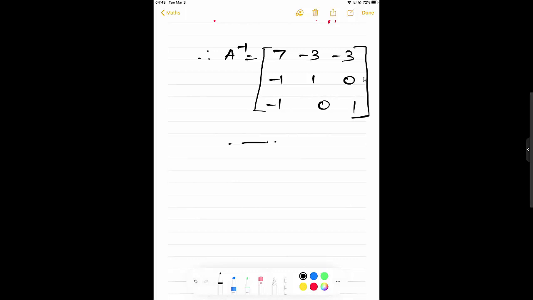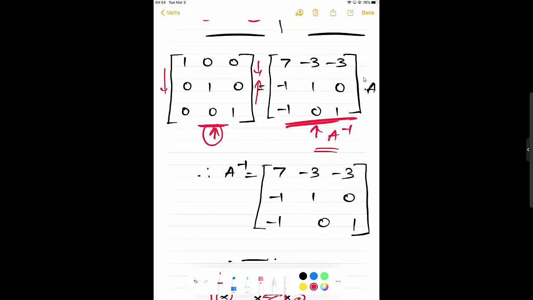This is how we have to calculate the A inverse. Hope you got an idea about A inverse, but my suggestion is try to solve the same problem. If you are able to derive this particular result, then you are clear on it.